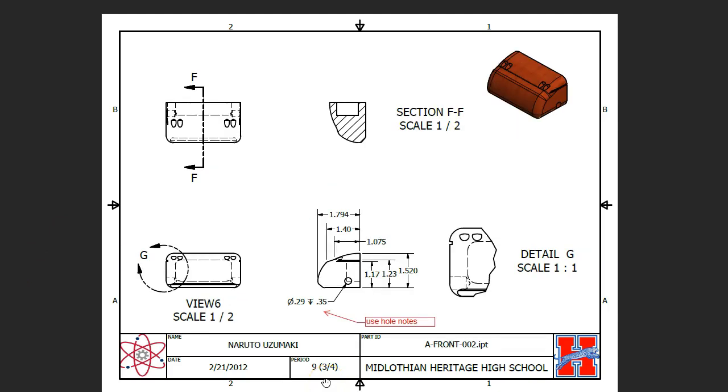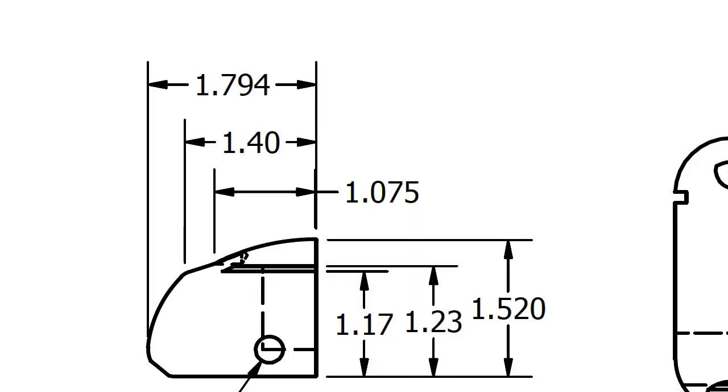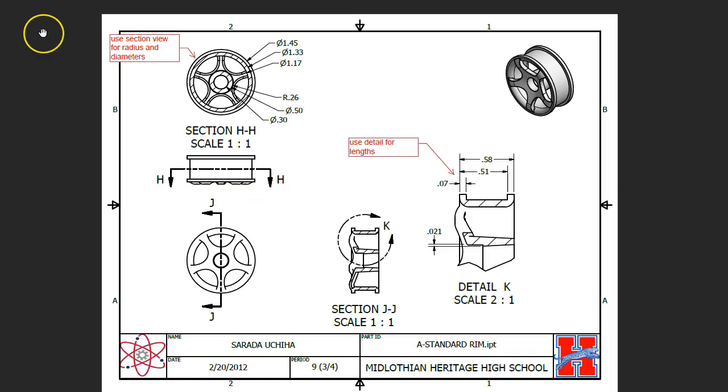This might be an example of the front view. Notice how in this case I did specify the width of this little slot on the side. In this case, it didn't cause undue clutter, so I went ahead and put that in there. And this is an example of how the rim might be displayed. Notice how I'm using the section view to define the diameters and the radius that you would see that are important for defining that tire, or that rim, sorry.